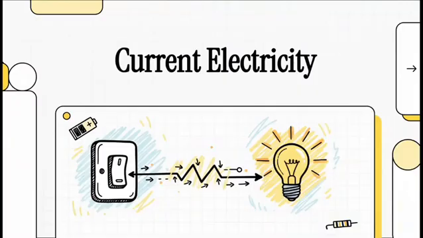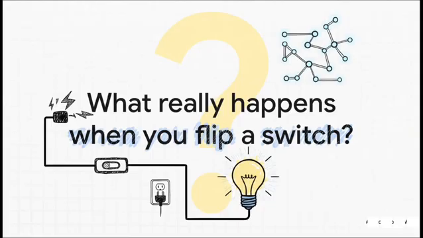Welcome. You ever flip a light switch and just wonder what actually happens in that split second? Well, today we're going to pull back the curtain on that invisible force that powers pretty much everything in our world: current electricity. It honestly feels like magic, doesn't it? One little flick and boom, a dark room is suddenly full of light. But it's not magic, it's a perfectly controlled, completely invisible flow of energy. So, let's dive in and see how it all works.